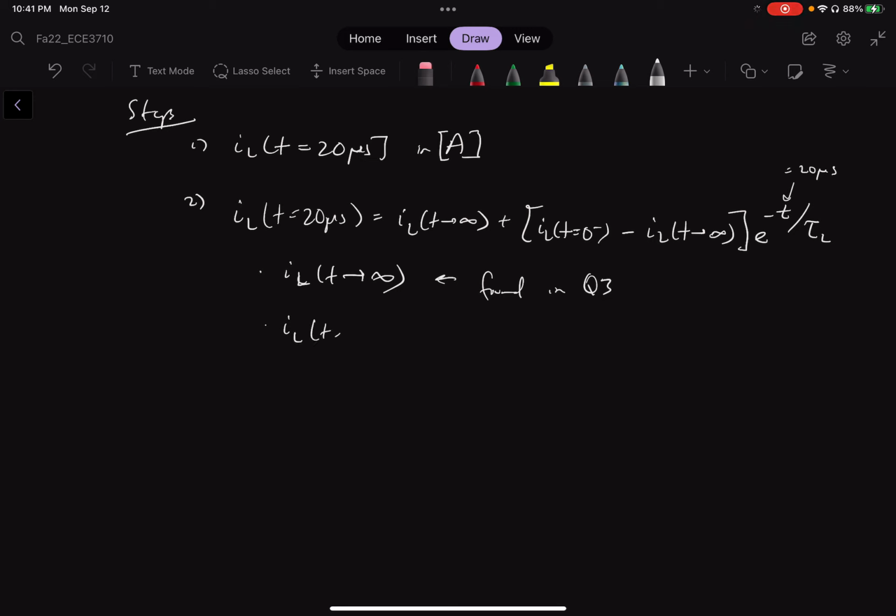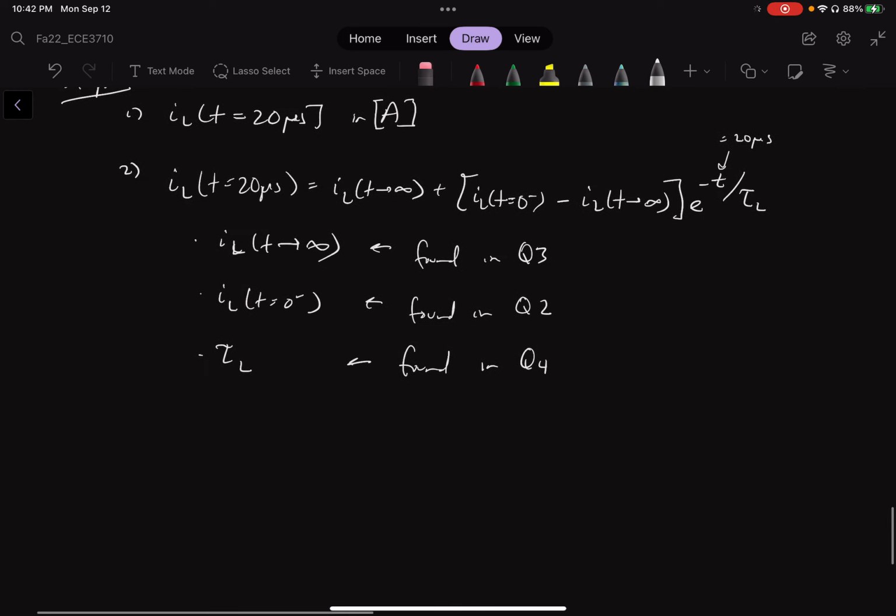We know IL of t equal to 0 minus. This was found in question number 2. We already know tau L. This was found in question number 4. So just plug and chug. If you do that correctly, IL of t equal to 20 microseconds will be equal to none other than between 2.24 and 2.25 amps.